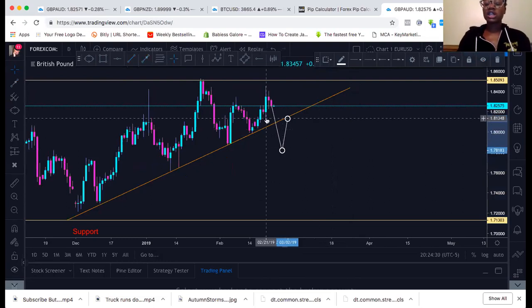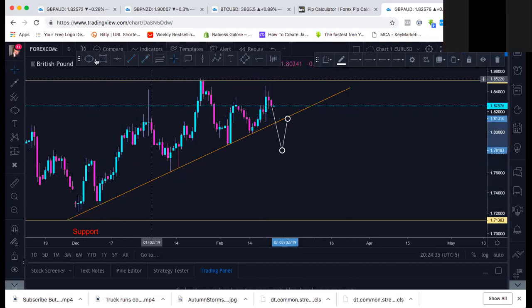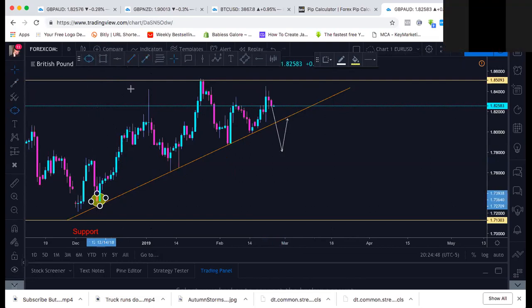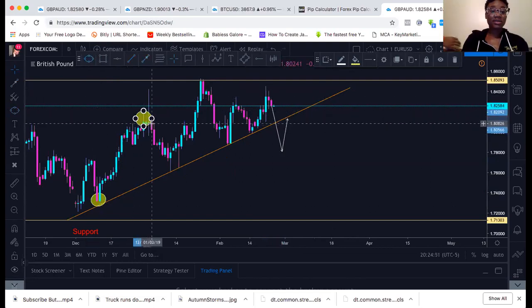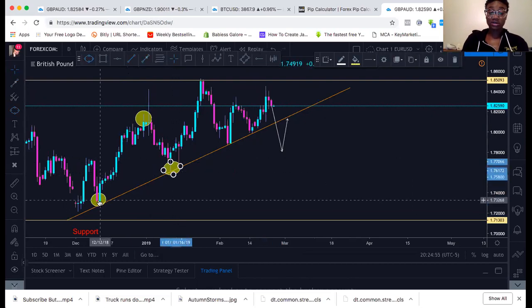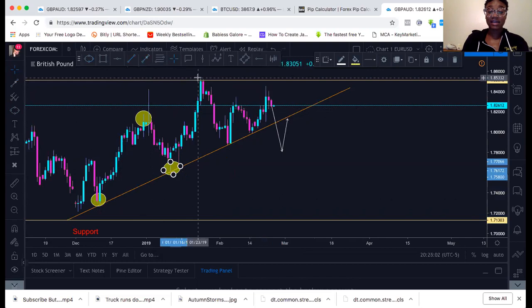So market structure is understanding the way that the market is going. In an uptrend, the market will create higher lows and higher highs. So here's a low right here, and then here's a high right here. Then there's another low here, but it's higher than the last low, which is here. Does that make sense? And then we have another high, so this is higher than the last high. So now that's market structure.